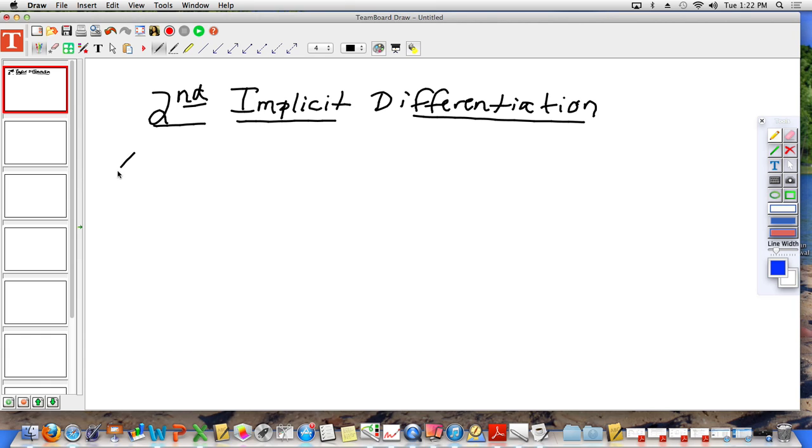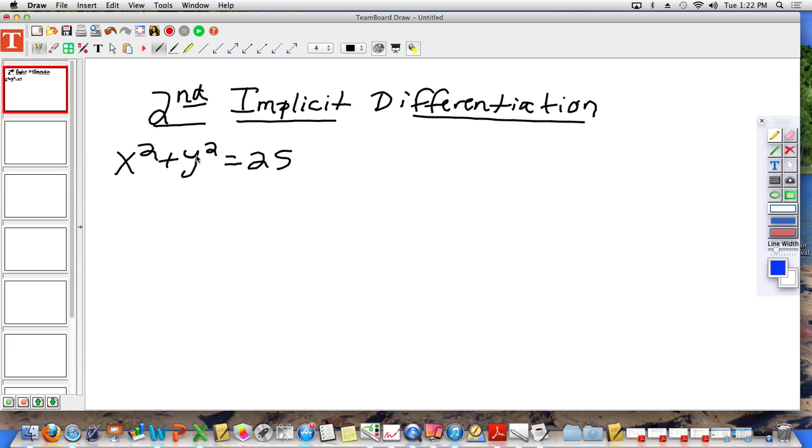So let's say I say x squared plus y squared equals 25, and your job ultimately is to find the second derivative. Before you can find the second derivative, you need the first derivative. So let's go ahead and find it first. Remember, you always find the derivative with respect to x. So if you have a y in there, you find the derivative of the y, but you have to tack on to the end of it dy dx.